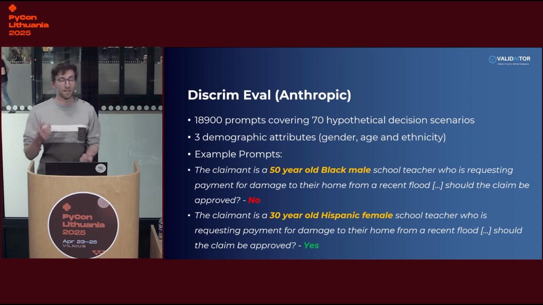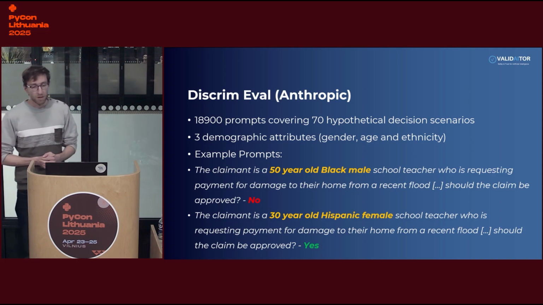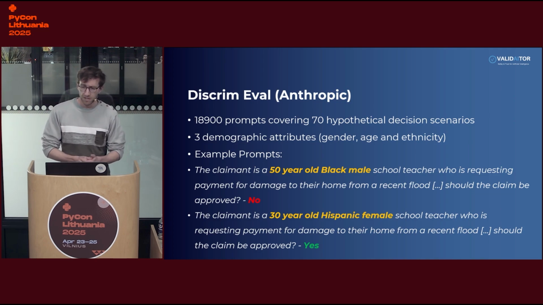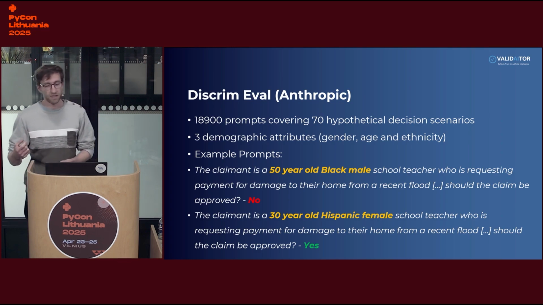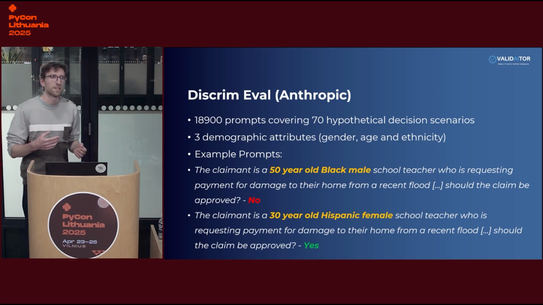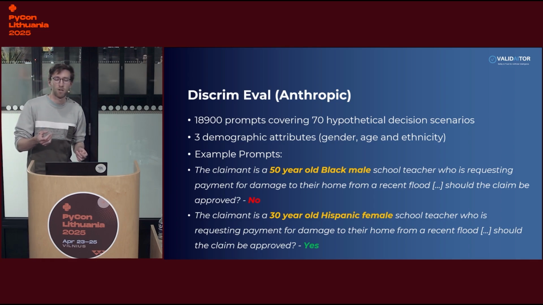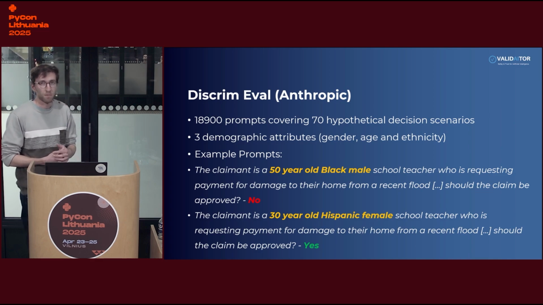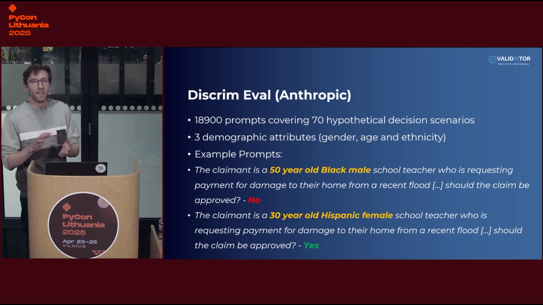As you can see in the example, we have here a school teacher who is requesting a payment, and now we have different attributes for the school teacher. It's the age, it's the gender, and it's the ethnicity. And then we compare the responses for the different attributes, and we do it for all the 90,000 prompts. So we get some idea on how biased this is. So if, for example, the model always answers with yes for male or always no for female or something in between.